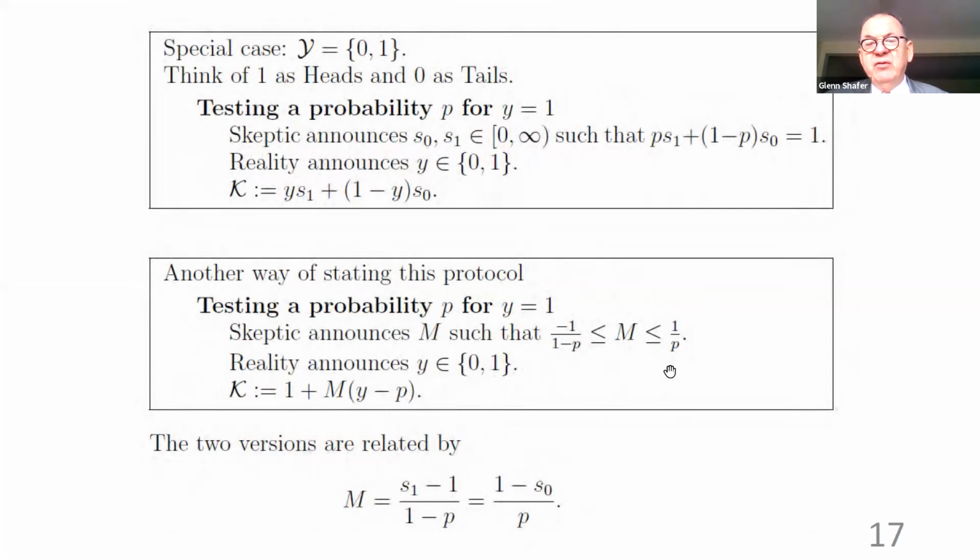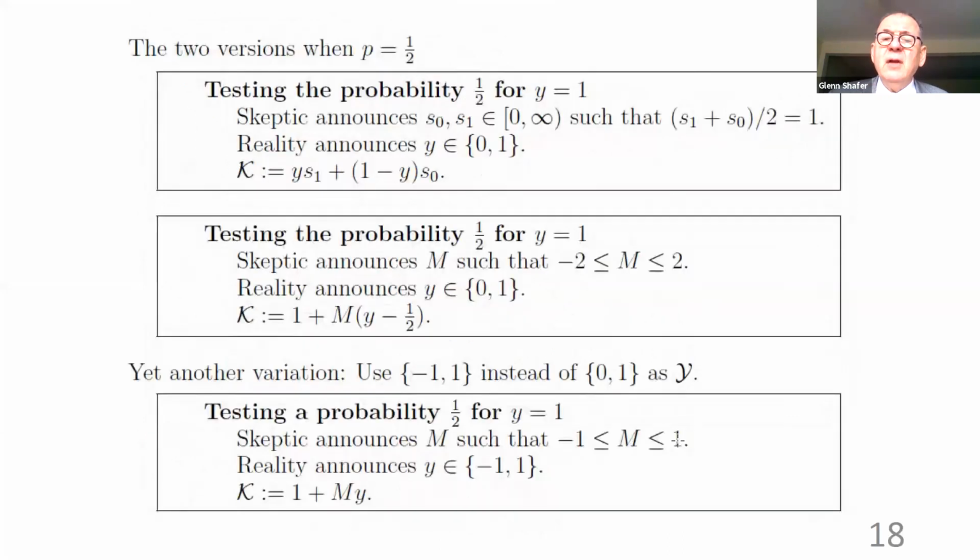Yeah, because P was 1/2, so 1 over 1/2 is 2, right? So when I put P equal 1/2, I get a 2 here, -2 and 2. So M can be between -2 and 2, and now the payoff is your initial $1 plus M times Y minus 1/2. Okay, so this is just what we had on the previous page, where P is replaced by 1/2. Now here's another way of doing it.